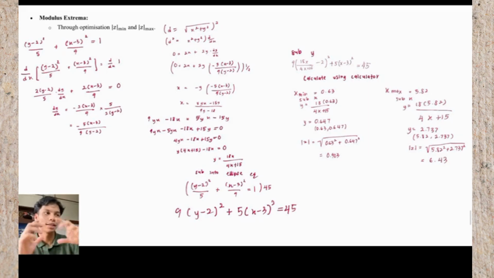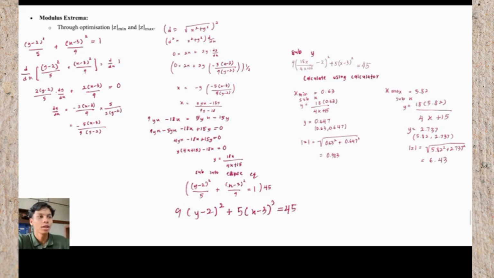Then I square the distance formula and differentiate it, and I substitute in the value of dy over dx from before into this formula, and I will get a complete formula like this. Because the equation is too complex, I use AI to solve it and I get the value of x min, which is 0.63. Then I find y, which equals 0.647. Then the z modulus equals 0.903.